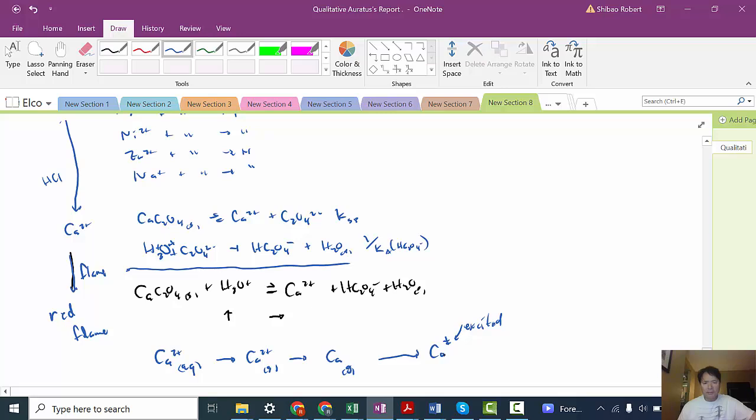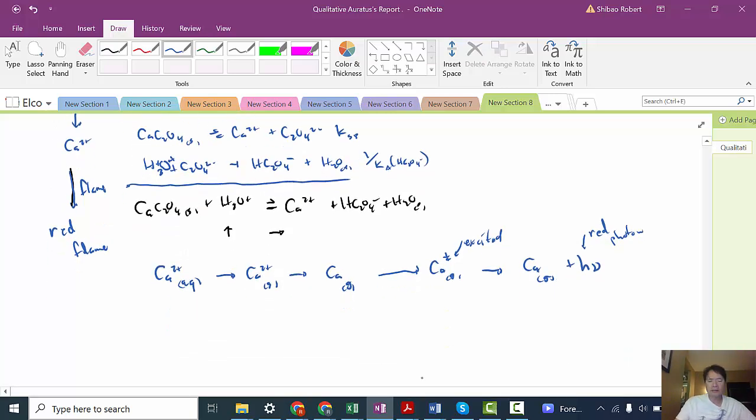Energetically excited. Yes. And then what happens is eventually that's going to drop back down to its ground state. And so we'll have calcium atoms plus h nu, red photon here. Since energy is conserved, the excited state is going to lose energy, to go back down to the ground state and emit a red photon in the process. And so that's the flame test.